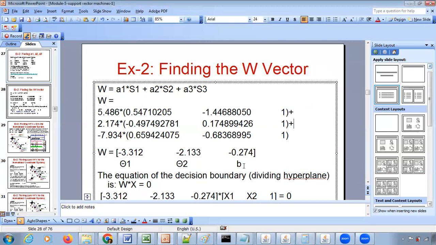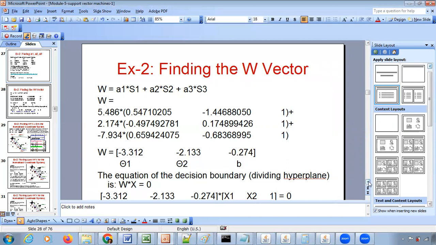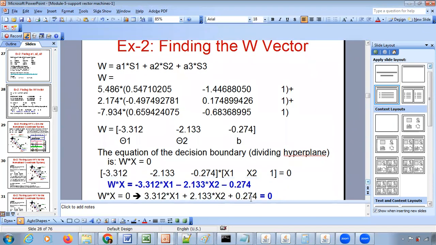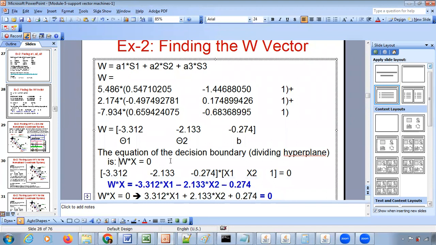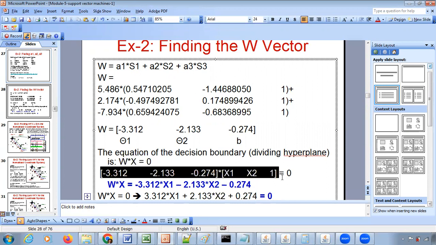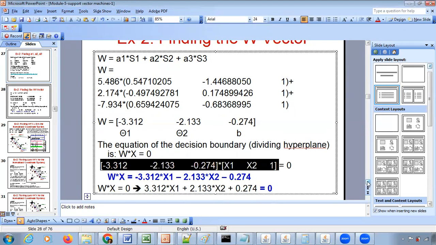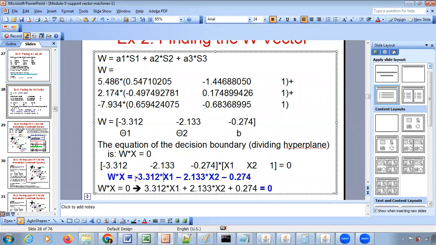So here our B is not 0, unlike the spam email data set. So this is our weight vector. And the equation of the decision boundary is W times X equals 0. So this is a weight vector times x1, x2, 1. This is our standard data point in the normalized coordinate system, x1, x2, 1. So multiply each term. So negative 3.312 times x1 minus 2.133 times x2 minus 0.274 is W times X.